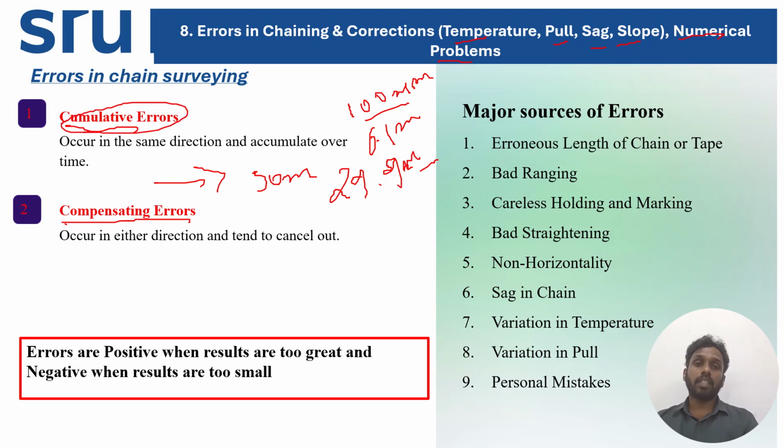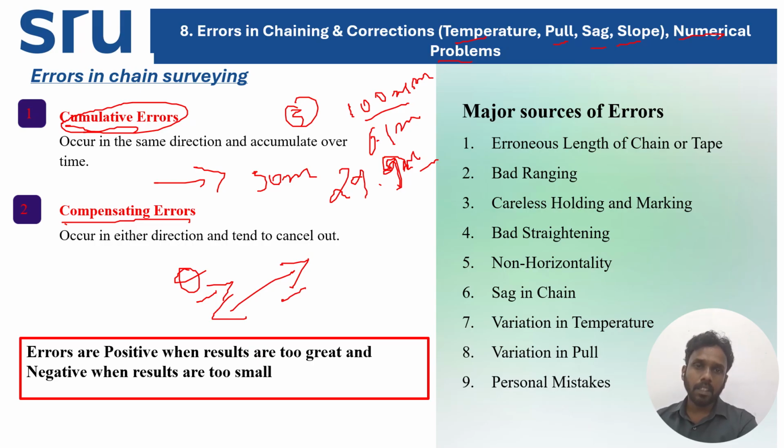Next, we are going to see compensating error. Compensating error occurs in either direction and tends to cancel out. For example, if you are doing a measurement in a particular direction and you find a very minimal error, it can be compensated because it is not cumulative. At the initial stage we are taking it in one direction and it can be eradicated instantly, right? This type of error is called compensatory. It will not keep on accumulating like a cumulative error, so you can ignore it or identify it well in advance, right?